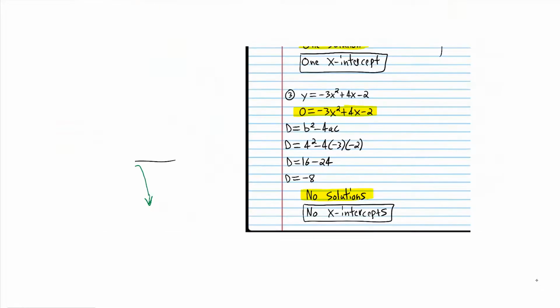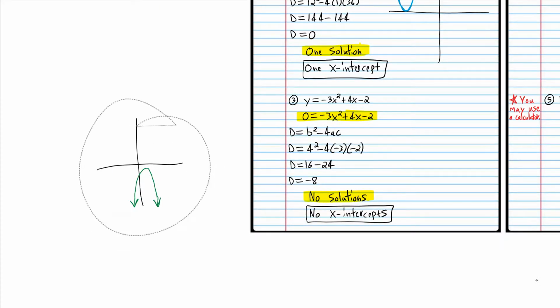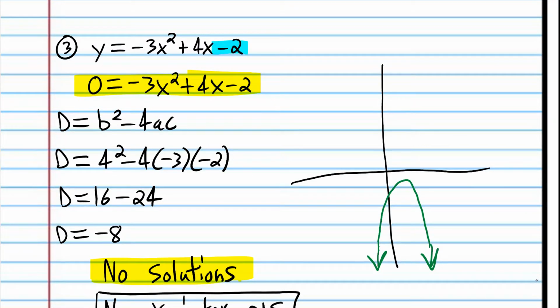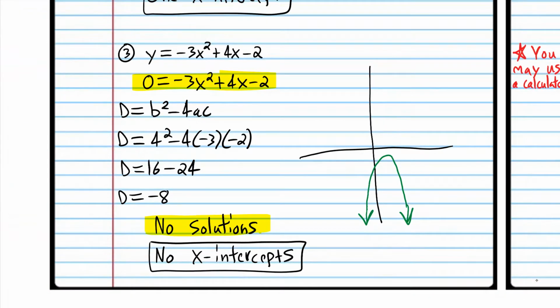All right, and if you graph, again, this equation up here in blue, then you see that the graph doesn't cross the x-axis in purple here. So there's no x-intercepts.